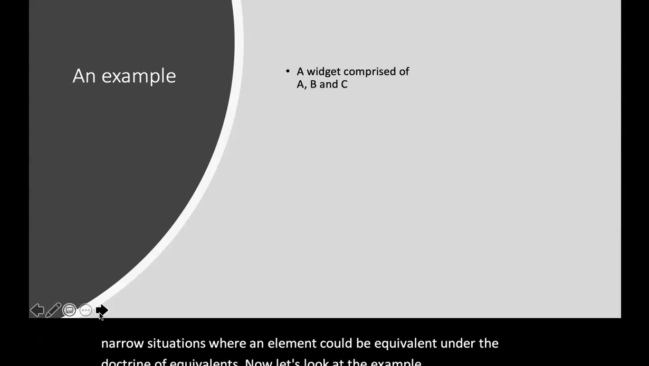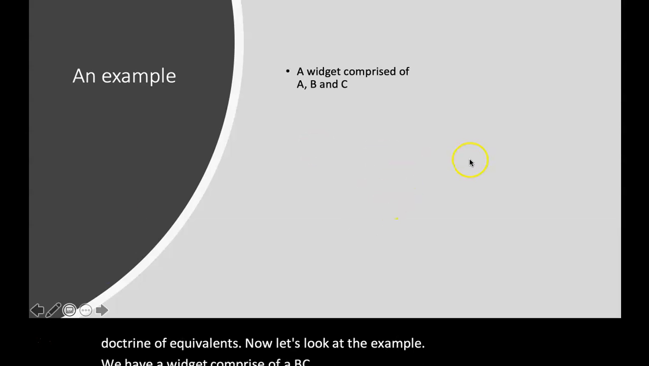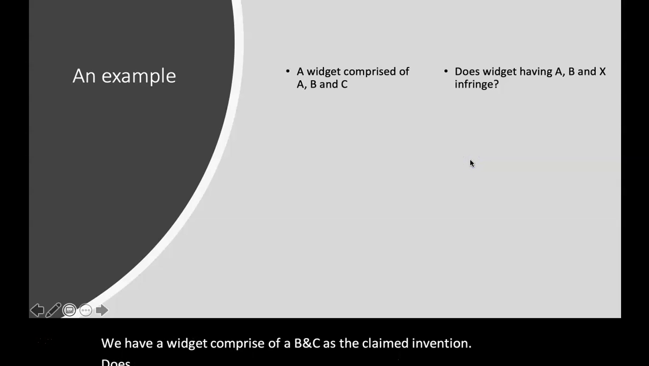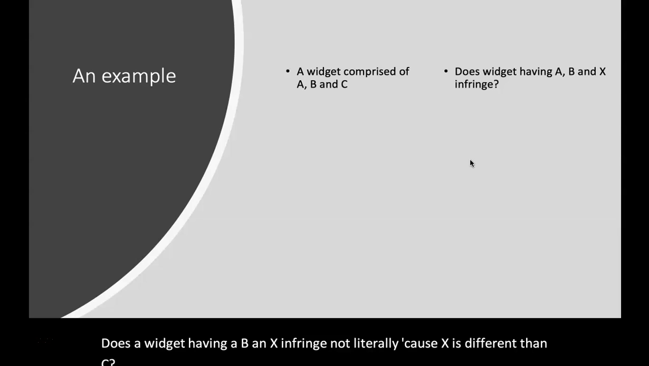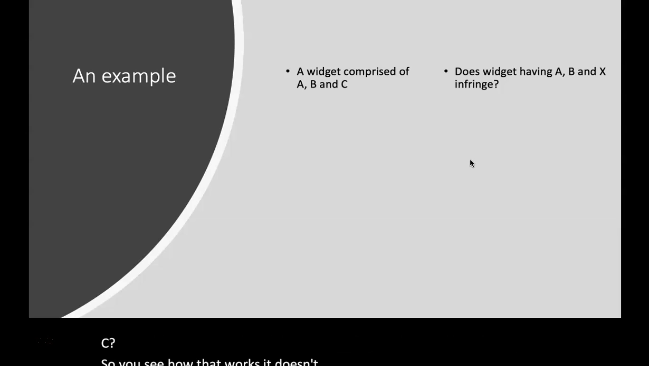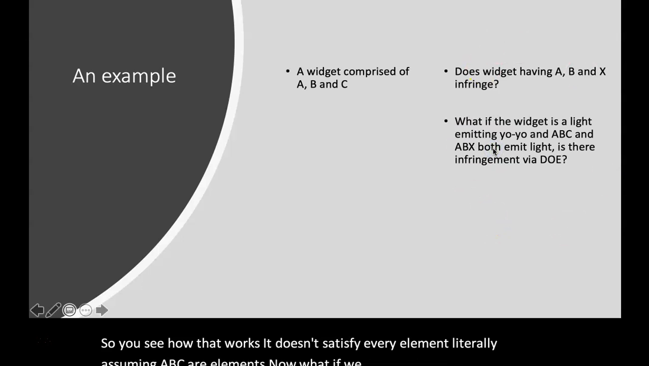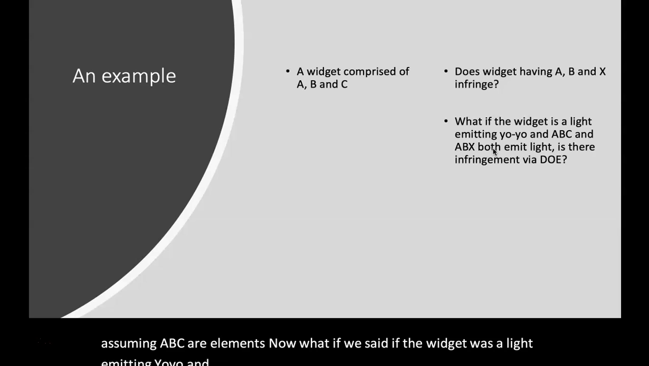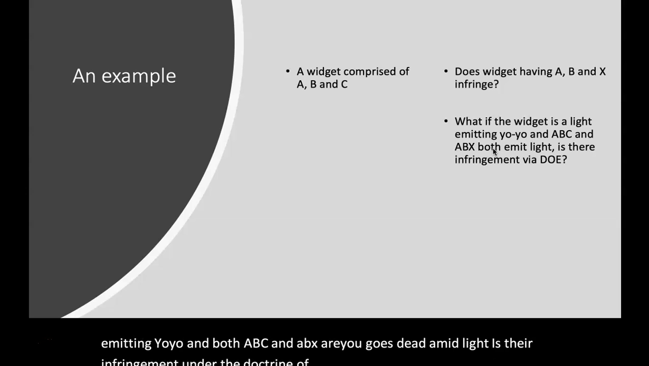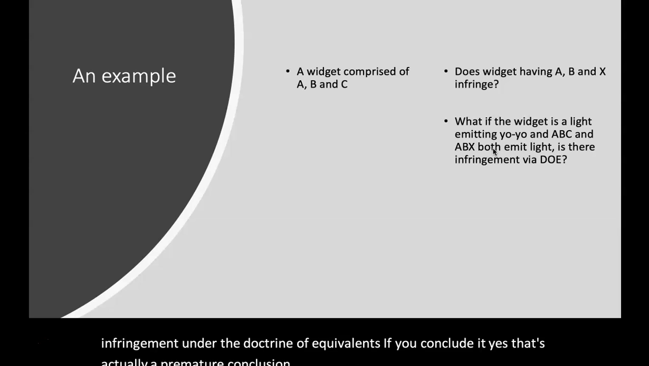Now we have a widget comprised of A, B, and C as the claimed invention. Does a widget having A, B, and X infringe? Not literally, because X is different than C. So you see how that works? It doesn't satisfy every element literally, assuming A, B, and C are elements. Now, what if we said the widget was a light-emitting yo-yo, and both ABC and ABX are yo-yos that emit light? Is there infringement under the doctrine of equivalence? If you concluded yes, that's actually a premature conclusion, probably based on a wrong assumption.